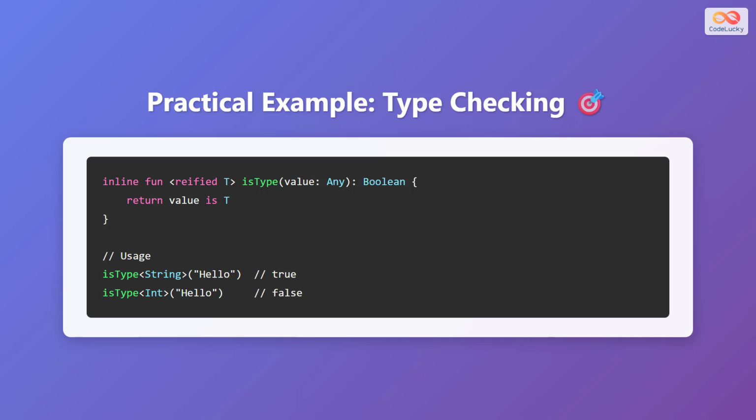Let's look at a practical example. We can create a function called isType that checks if a value is of a specific type. The function takes any value and returns a Boolean indicating whether that value is of type T. Because T is reified, we can use the is operator to check the type at runtime. When we call isType with String as the type argument and pass the string "hello", it returns true. But if we call isType with Int and pass "hello", it returns false. This wouldn't be possible without reified type parameters.